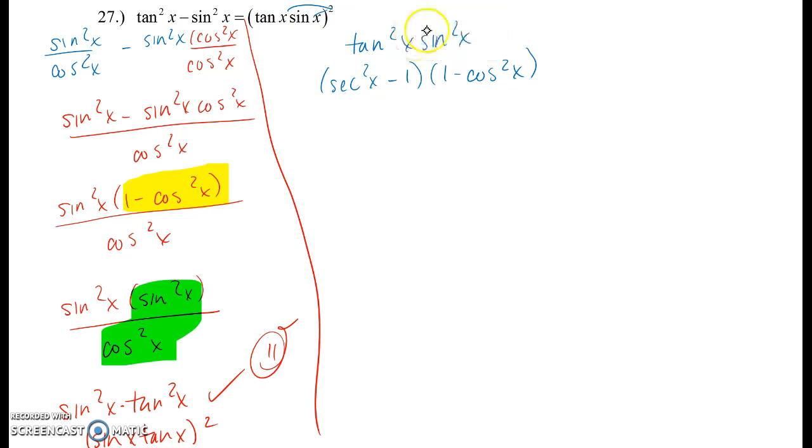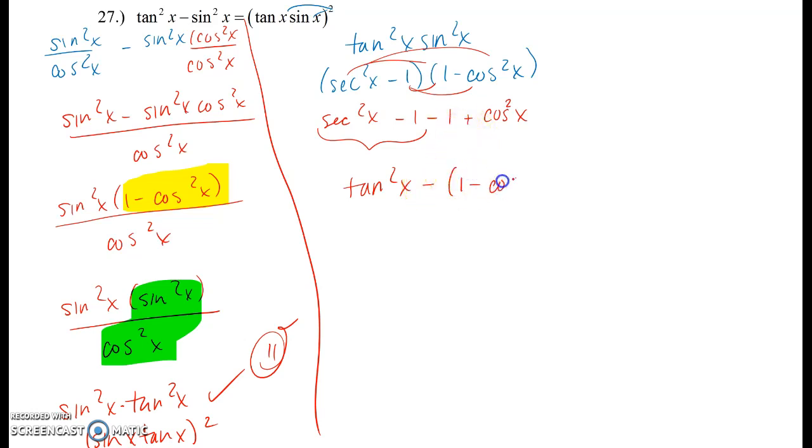Now if I go ahead and FOIL these, that would give me secant squared x. When I do secant squared times cosine squared, since those are reciprocals, that just gives me a minus 1. And then over here, I'm going to have a minus 1, and then I will have a plus cosine squared x. So now from here, I can regroup, and secant squared x minus 1 is equal to tangent squared x. And right here, if I factor the negative 1 out, I have 1 minus cosine squared x, which is equal to sine squared x. And now I have gotten what I'm trying to prove.